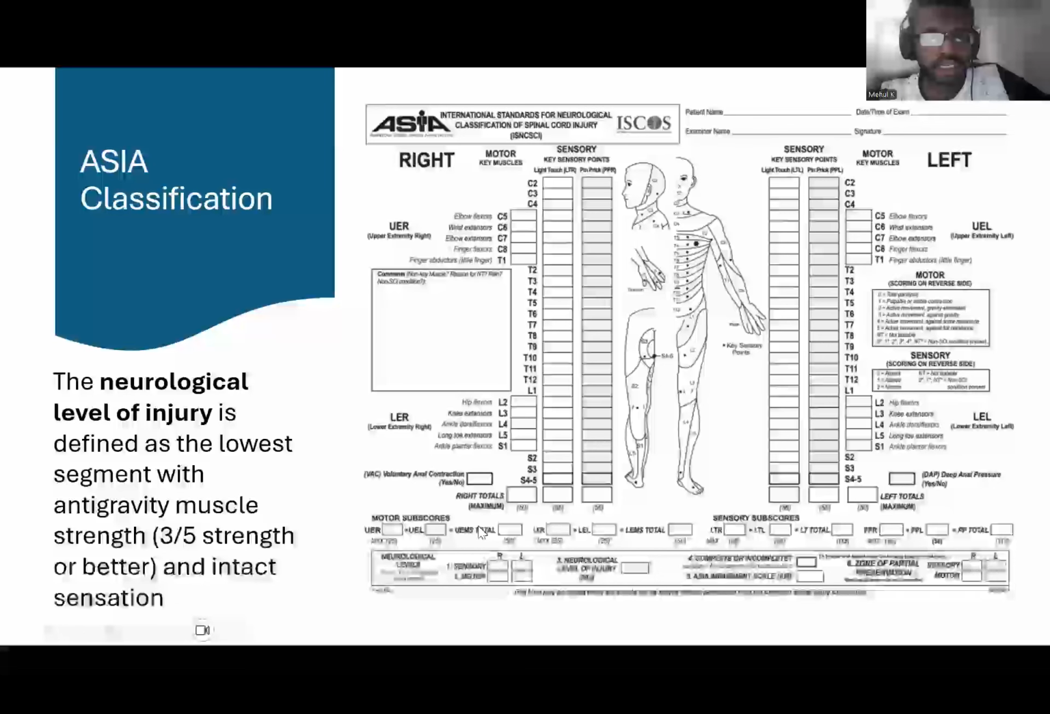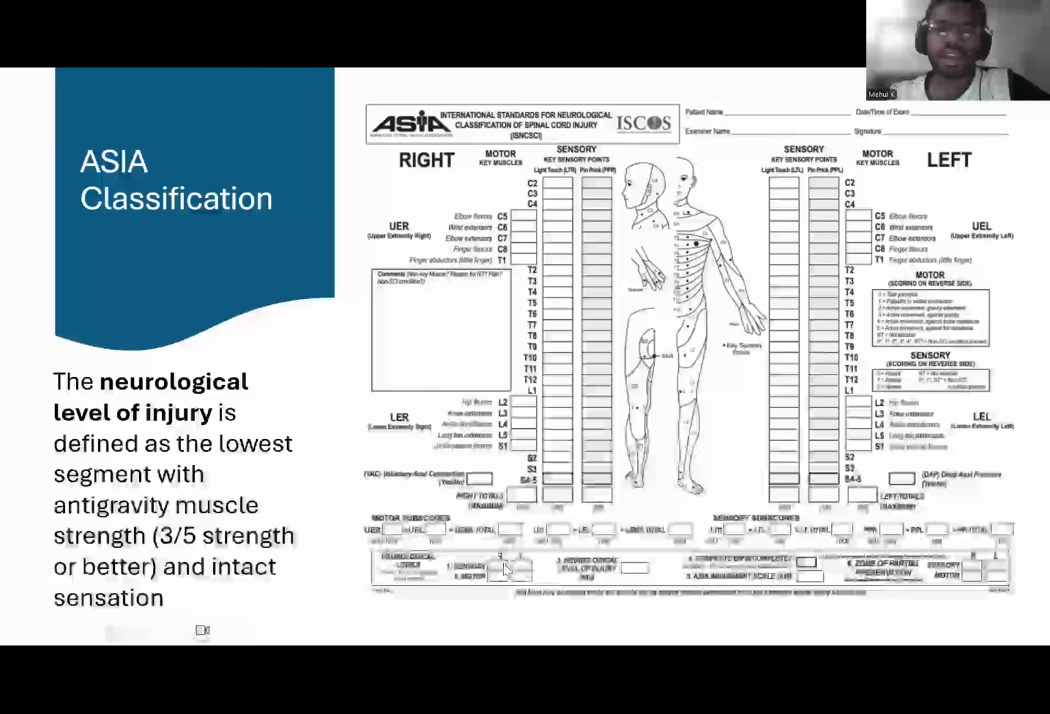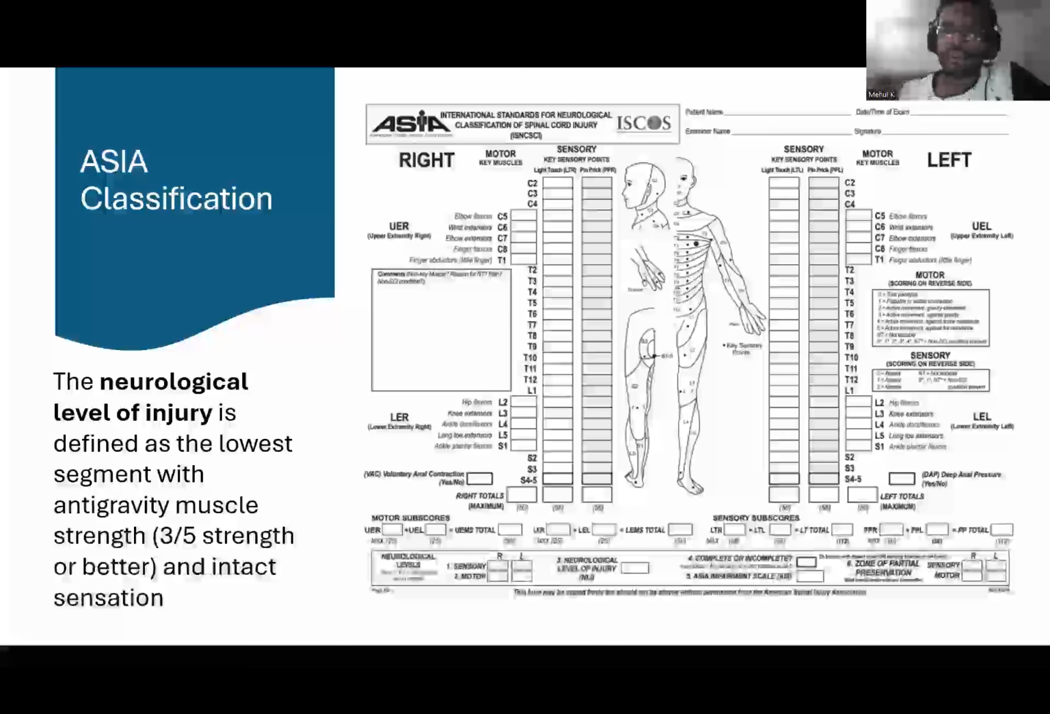So the first question is, what is going to be your sensory level on the right? It is going to be the lowest level which is normal for both light touch and pinprick, so the lowest level having a score of 2 for both light touch and pinprick. If you have 2 on one and 0 on the other, that is not going to be your sensory level. You have to go for the one above that, which is normal. That is the sensory level, and you look at it on both sides. So it could be that the sensory level on the right side is C5 and on the left side is C6. You can have variations like that.